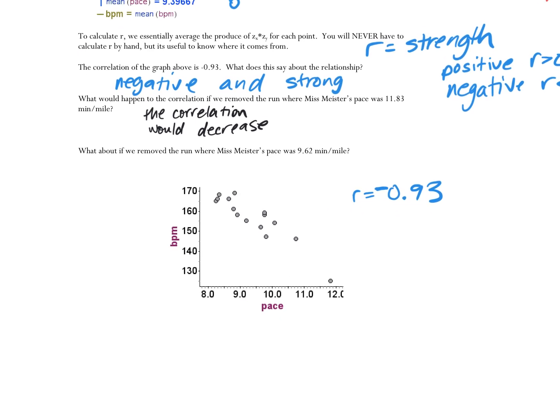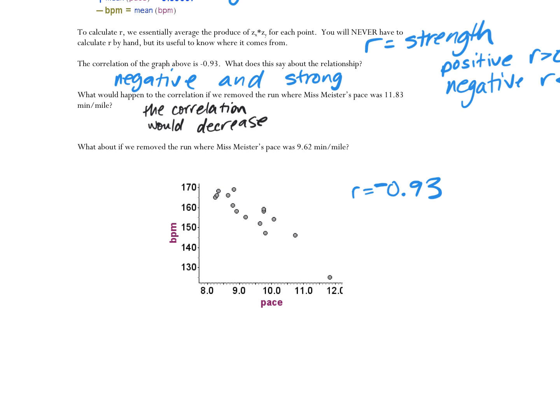Okay. Now, what if instead I pulled out the 9.62? That would be this point. Did that point affect the correlation a lot one way or the other? No. So if I remove that one, the correlation would stay the same. So we call this point, and really any point that's super out wide, a high leverage point. It affects the correlation. The ends affect the correlation way more than the middle does.